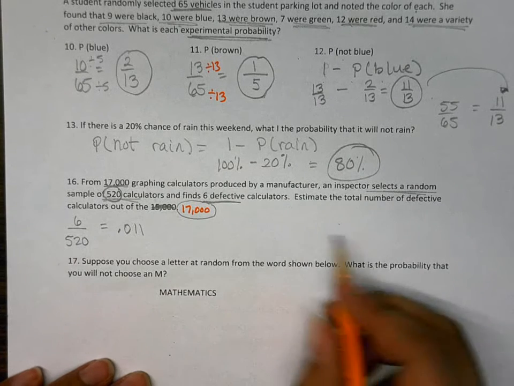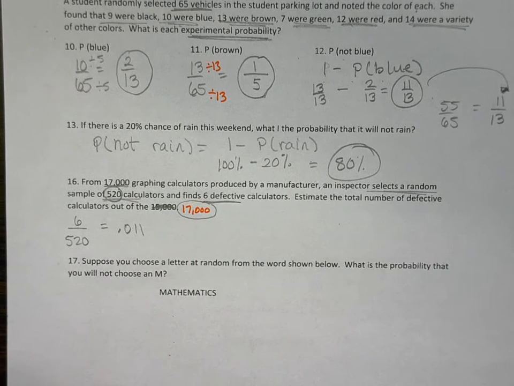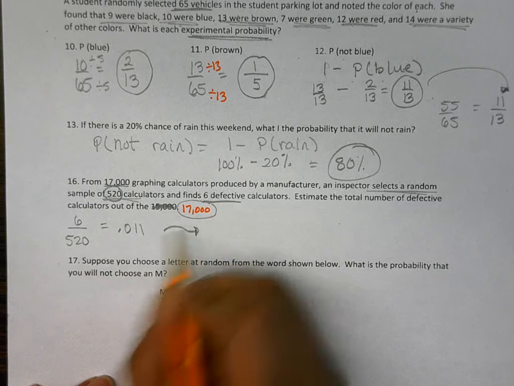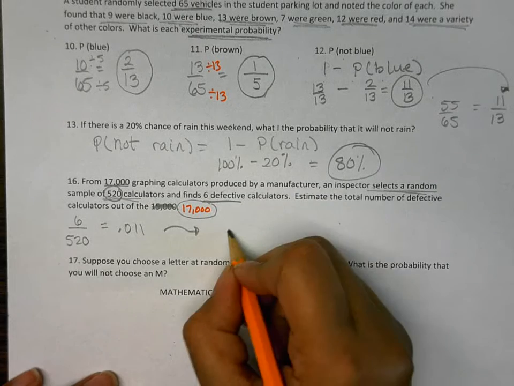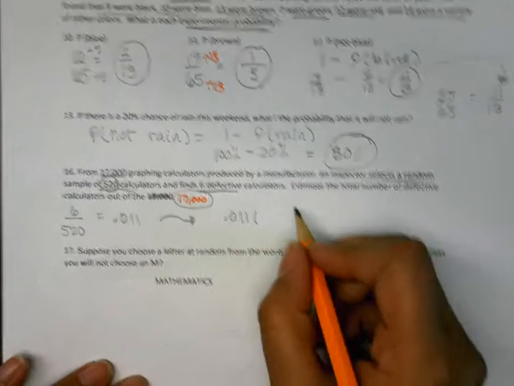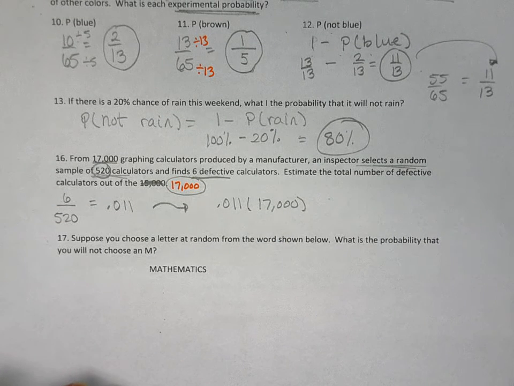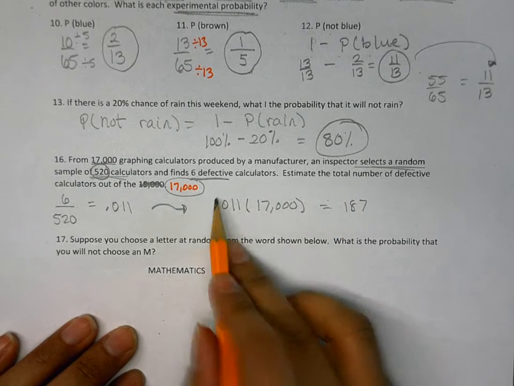Now we want to find how many of them are defective out of 17,000. So what do we do? Again, this was the one Giselle and Carolina gave us earlier. How do we do it? Someone besides... 0.011 multiplied to what? 17,000. All right, plug that in your calculator. What do we get? So 187 calculators would be defective, yes?